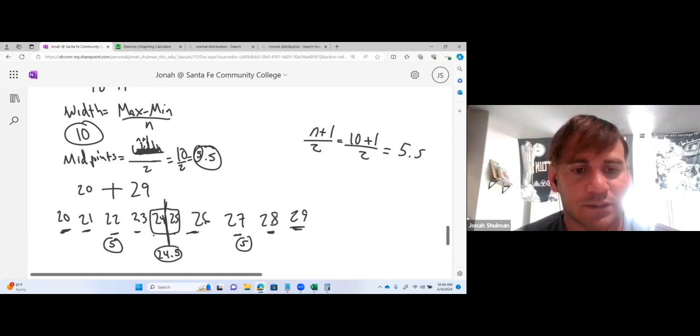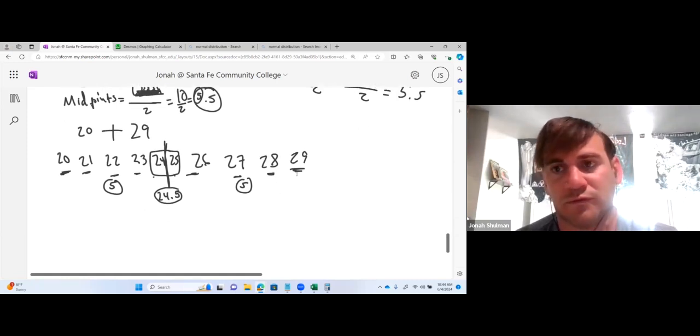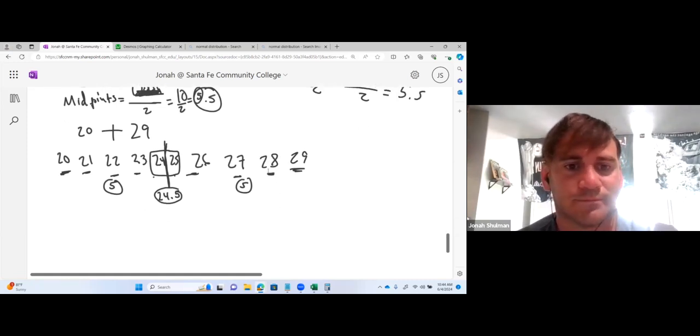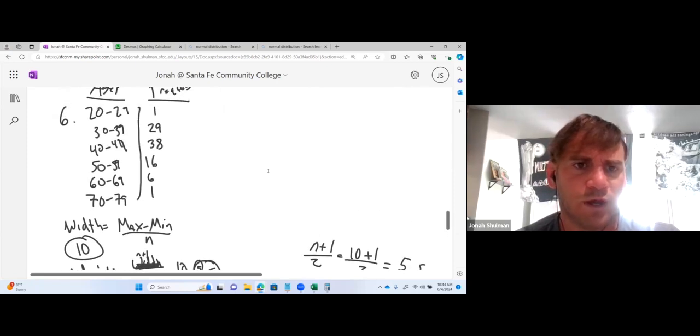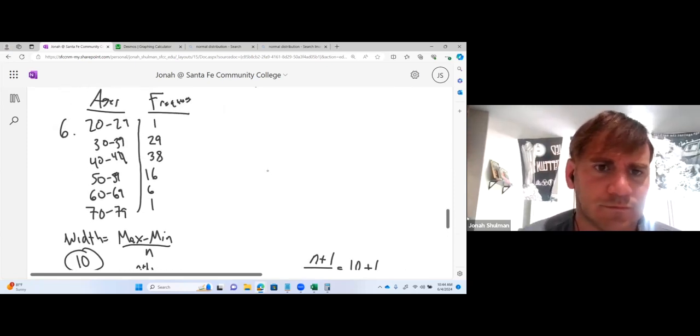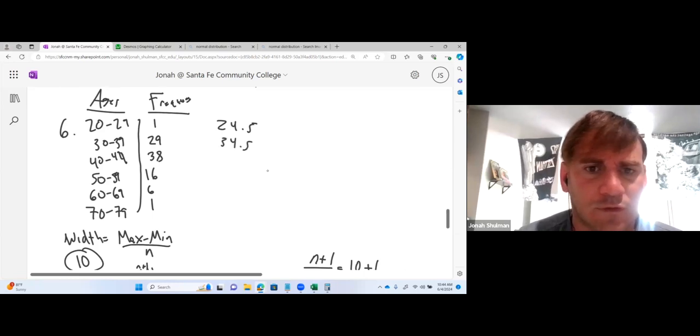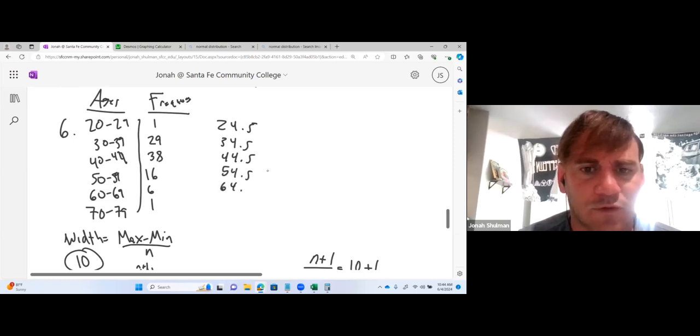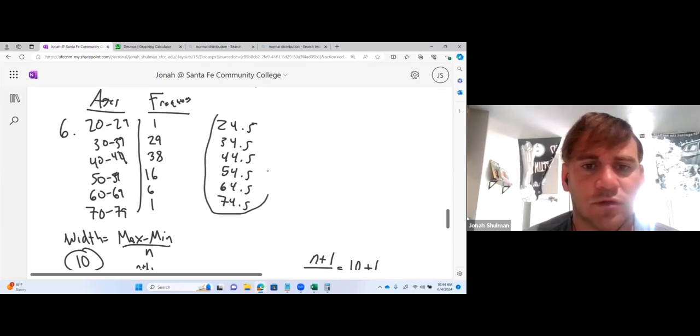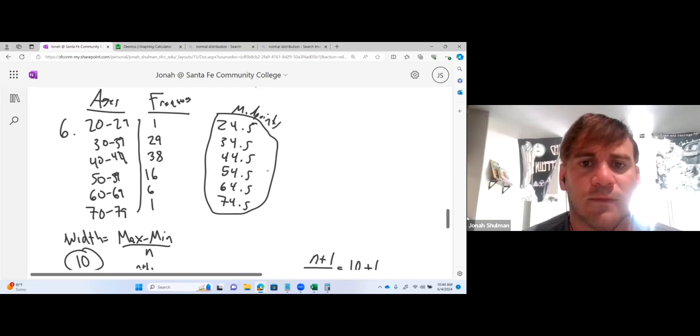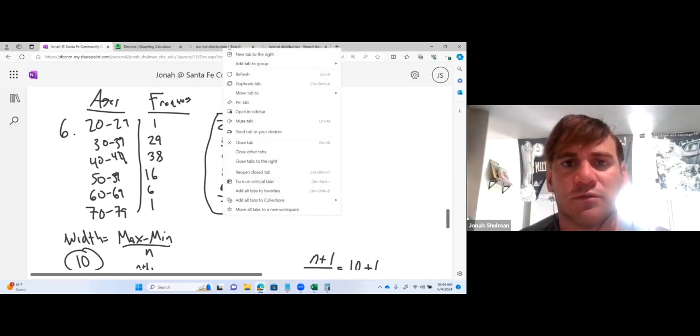So the total plus 1 divided by 2. So we have an equal number of values on both sides. So that's 24.5. This is going to be 34.5. This is going to be 44.5. This is going to be 54.5. This is going to be 64.5. And it's going to be 74.5. These are your midpoints for each one of these. All right, let's go to the next one.